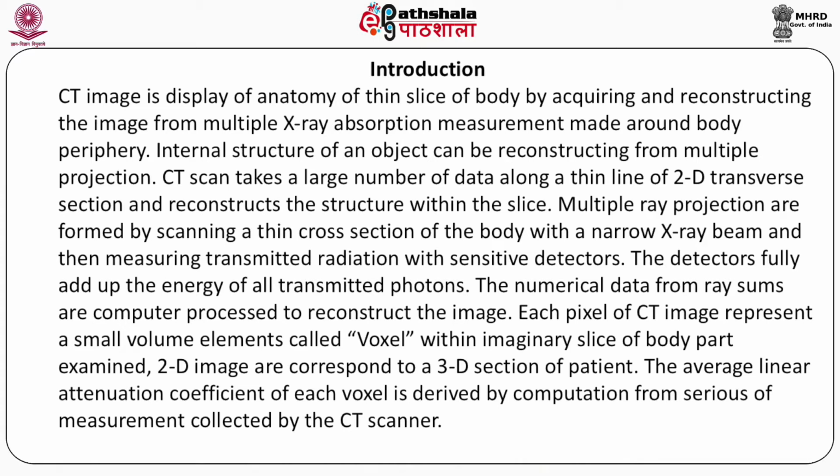Multiple X-ray projections are formed by scanning a thin slice of the patient's body with a narrow X-ray beam rotating around the patient's body and then measuring the transmitted radiation with sensitive X-ray detectors. The detectors fully add up the energy of all transmitted X-ray photons. The numeric data from ray sums are computer processed to reconstruct the image.